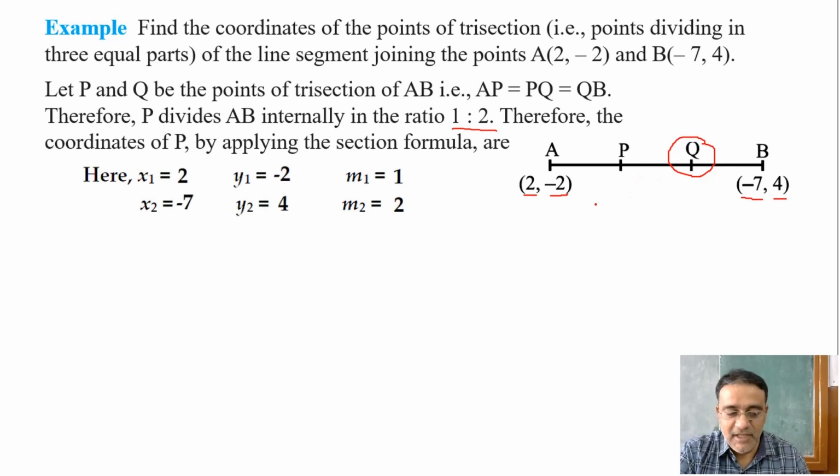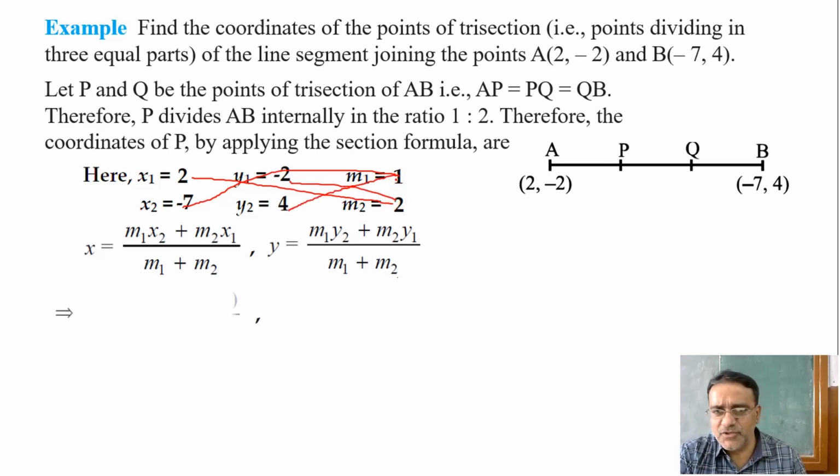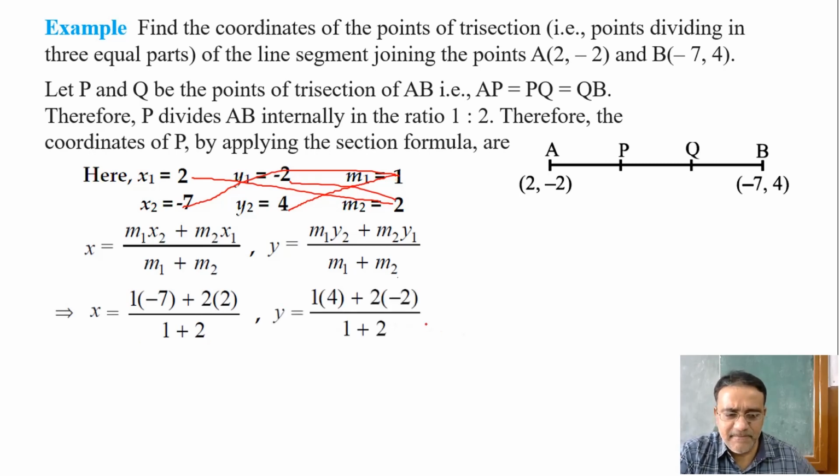Right, we'll substitute. Now we'll write the formula: m1 x2 plus m2 x1 upon m1 plus m2, m1 y2 plus m2 y1 upon m1 plus m2. So we'll get this formula, right? Now 1 into minus 7 plus 2 into 2 upon 1 plus 2. For y, 1 into 4 plus 2 into minus 2 upon 1 plus 2. So this is x and this is y. So how much are we getting here? See, minus 7 plus 4.